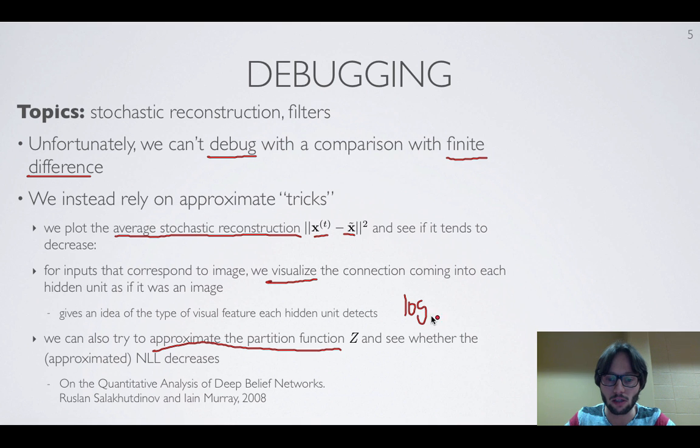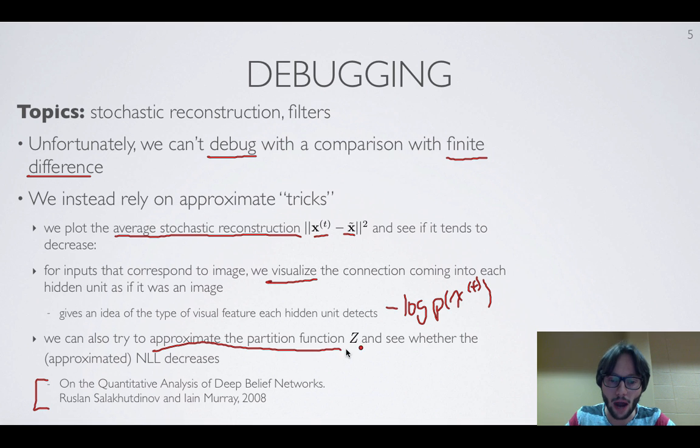Another thing we can do is try to approximate the partition function in order to be able to evaluate log p(x_t). If we can do this, then we could track on the training set how this progresses. In particular, we'd expect the average negative log likelihood to decrease on the training set. Now, getting a good approximation of this is not very easy. There is some work that I'm citing here which has suggested a fairly efficient way of estimating the partition function. Still, it's efficient for a fixed RBM, but it still requires not an exponential amount of time, but a meaningful amount of time, for a fixed RBM to compute this.